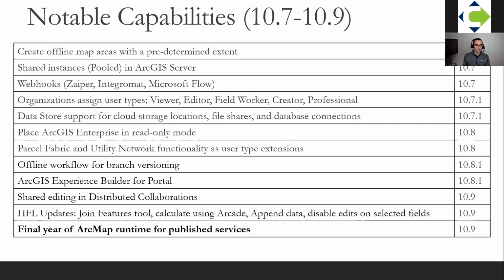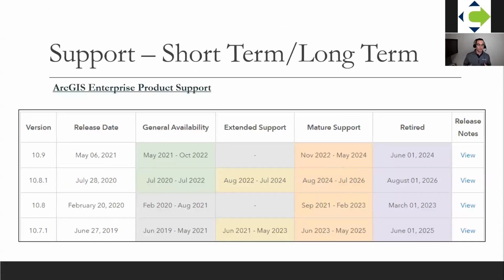So for those of you that have a lot of services published with ArcMap, keep that in the back of your mind. You'll want to get to at least 10.9 or 10.9.1 and start to assess how many feature services and other items you need to republish. And support, the short-term and long-term stuff.